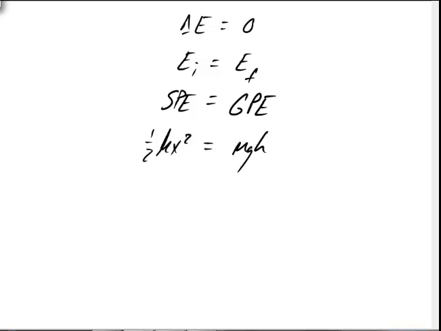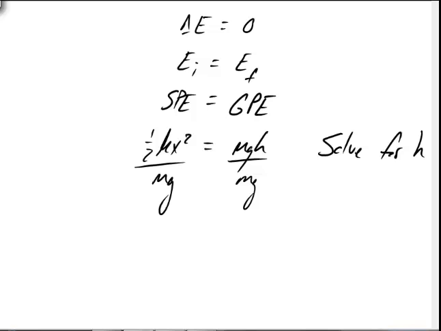Okay, so I just said, look, energy conservation is valid, so the initial and the final are the same. In the initial case, we have spring. In the final, we have gravitational. Spring energy is 1/2 kx squared. Gravitational is mgh. I'm solving for h. So that means I've got to divide by mg. That goes away. So kx squared over 2mg is the height.